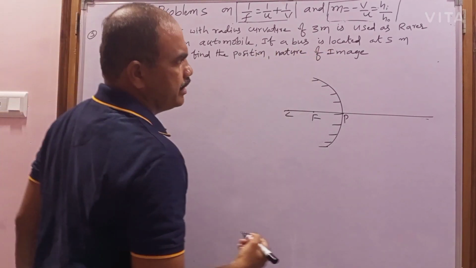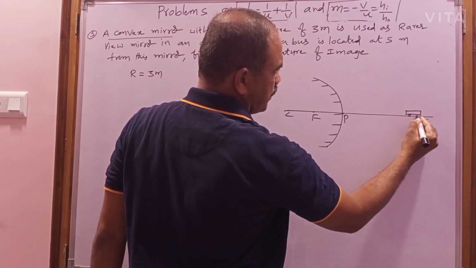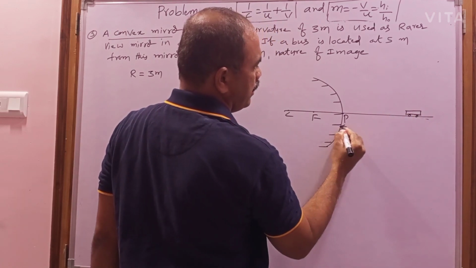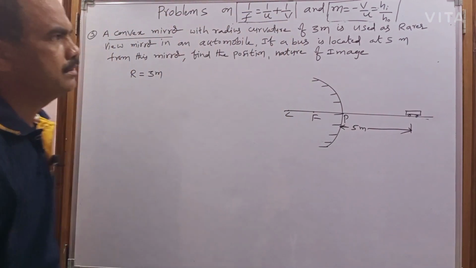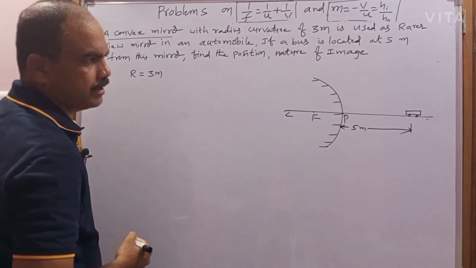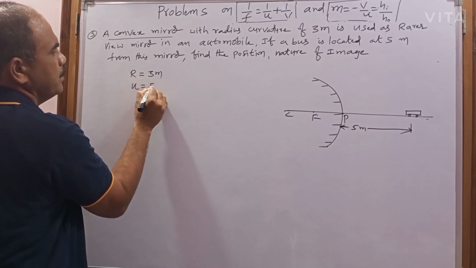And next, what is given? A bus is located here. Now consider this is the bus. This bus is located how much? 5 meters from the mirror. So the bus can be treated as the object. So here the u is given, that is how much? 5 meters.